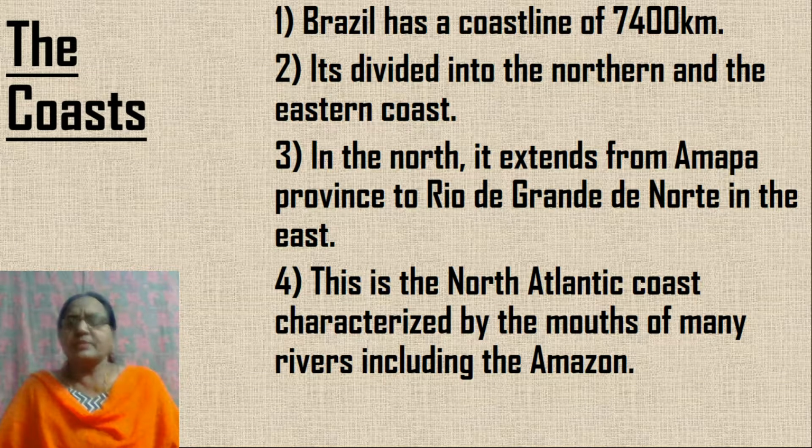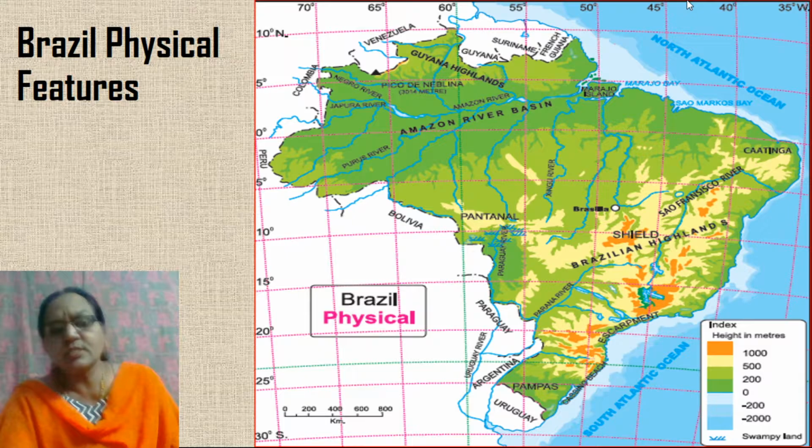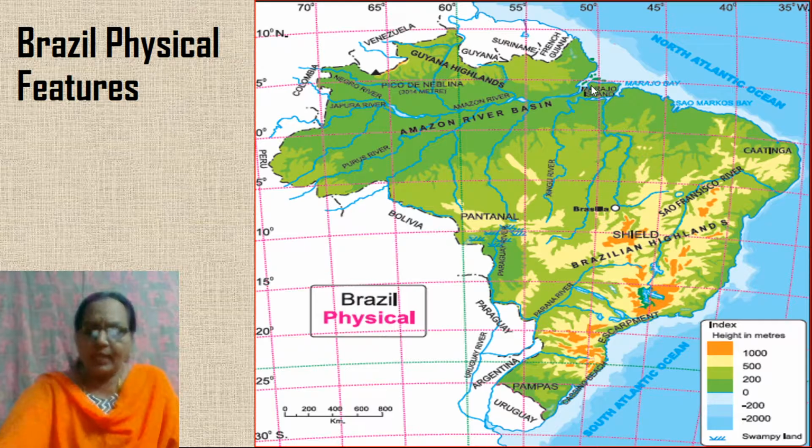Okay, next is the coast. Like India, Brazil has a long and extensive coastline of about 7,400 kilometers, and it can be divided into the northern and the eastern coast. If you look at this physical feature, we find this is the coast of Brazil. We can divide it into the northern coast as well as the eastern coast. Now we have this island here, which is formed as a result of deposition of alluvium. That's a coastal island there.